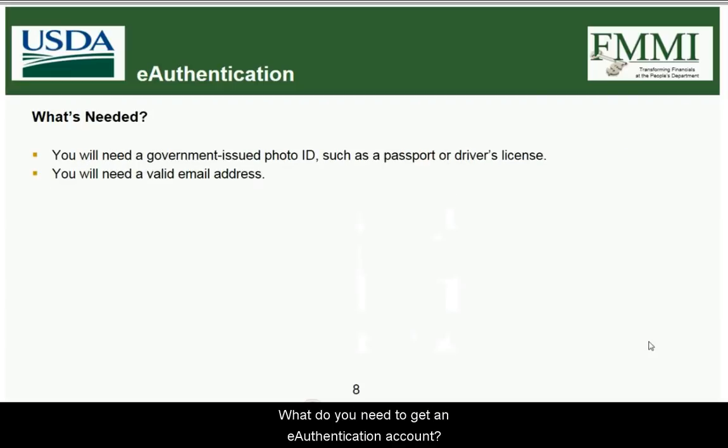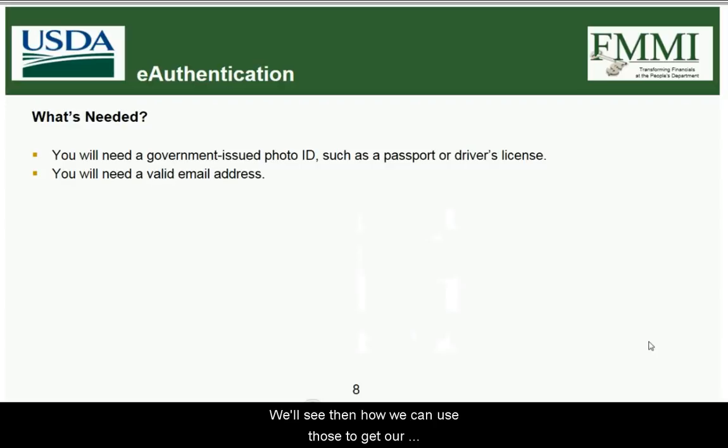So what do you need to get an eAuthentication account? Well, you really need only a couple of things. The first thing you'll need is a government-issued photo ID, such as a passport or driver's license. Again, that's just to help verify that you are who you say you are. The second thing you'll need is a valid email address. Those are really the two things you're going to need to get an eAuthentication account. And keeping that in mind, I think everybody should have those, and I don't think it's too rigorous to have either of them.